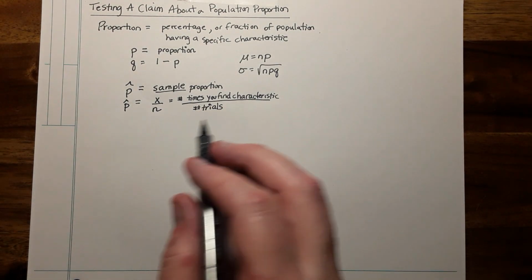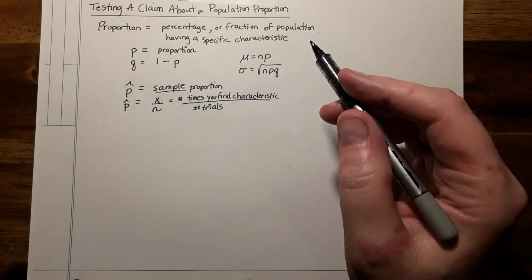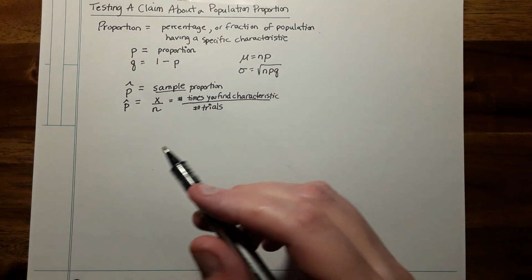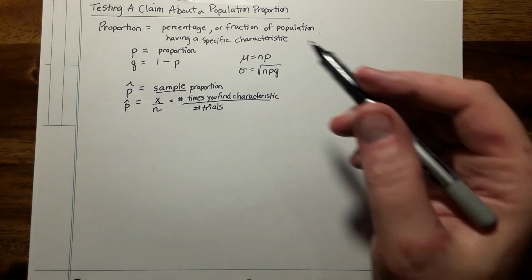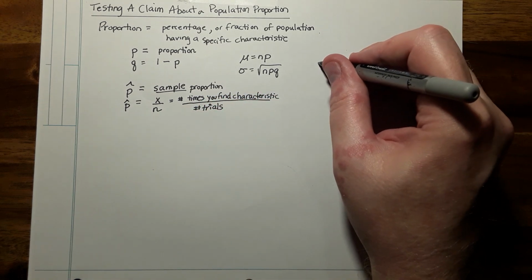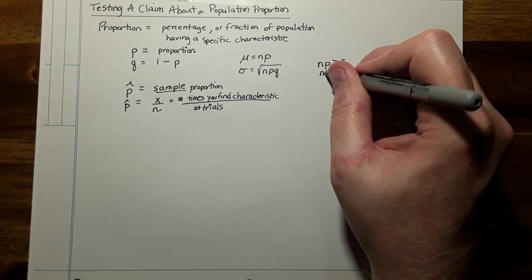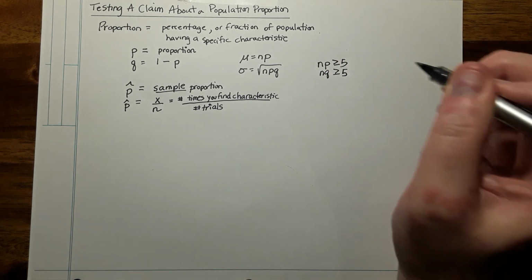In order to do this testing, we assume that we are dealing with large enough sample sizes so that we are going to have normally distributed samples of proportions about the population proportion. Basically we need these conditions to be satisfied: NP and NQ both have to be bigger than or equal to 5.